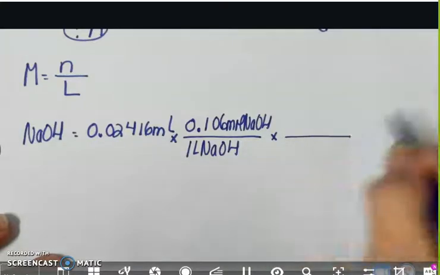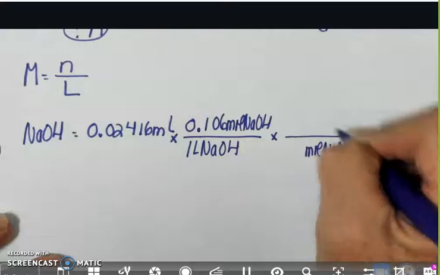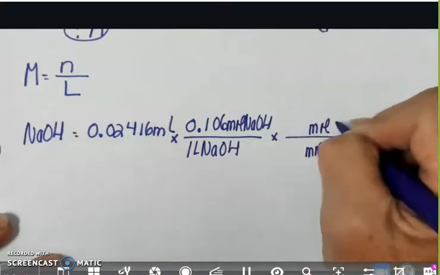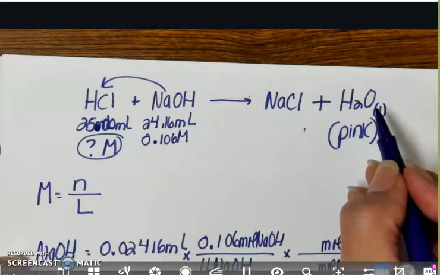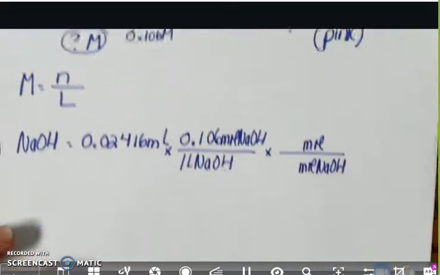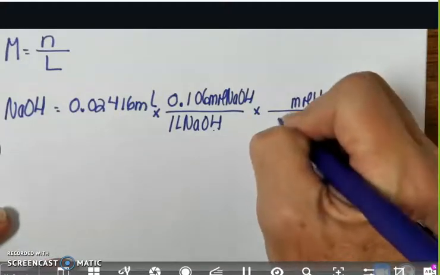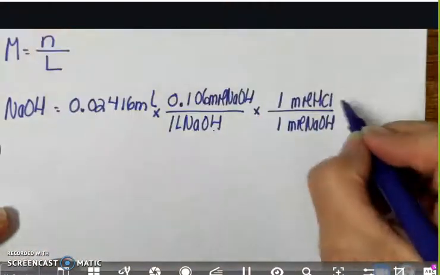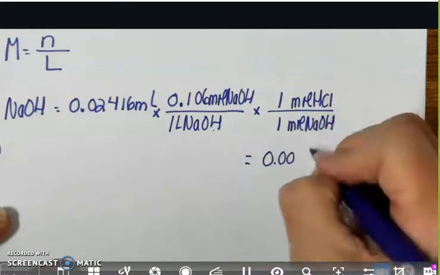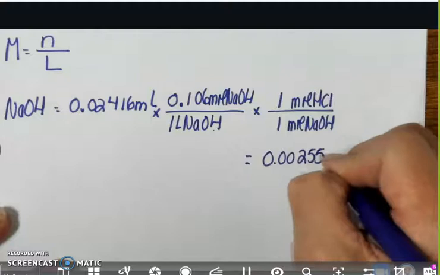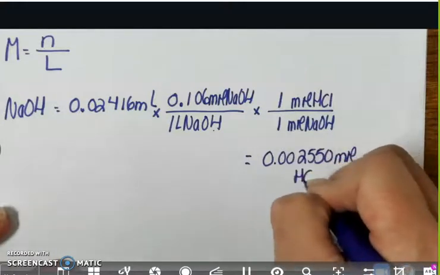All right, so I'm going to go moles of hydroxide. It's the same thing as we did in the other problem. Didn't we just go moles of this to moles of that? That's what we did. So it's the same exact problem, only we're going the other direction. And it's 1 to 1, based on the balanced equation. And I get 0.002550 mole HCl.